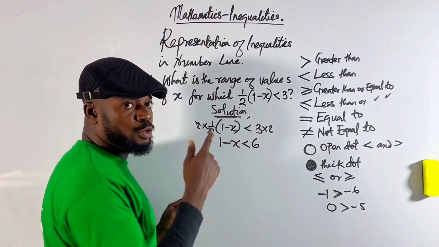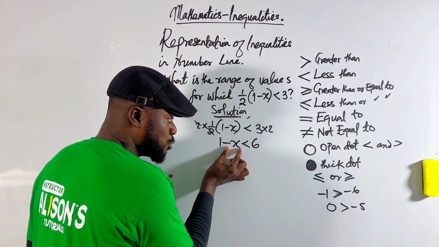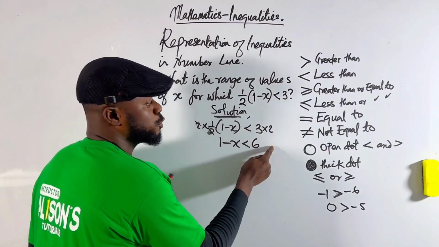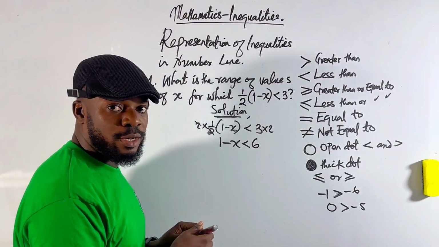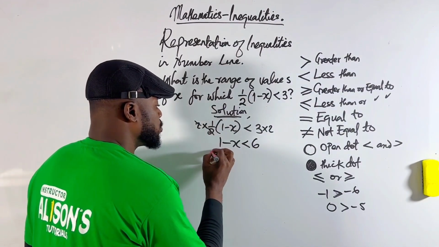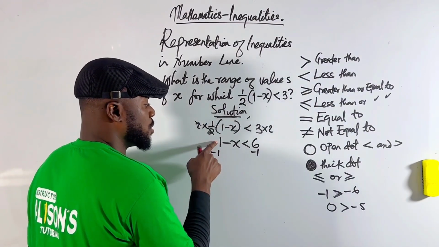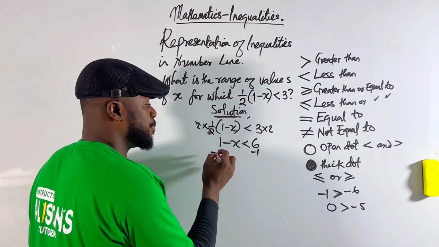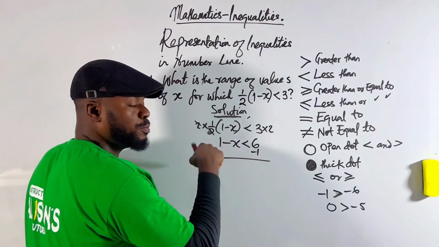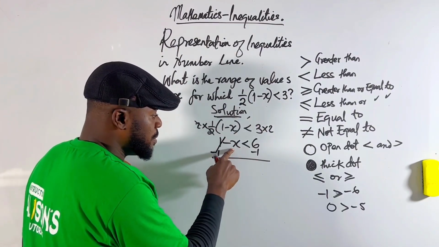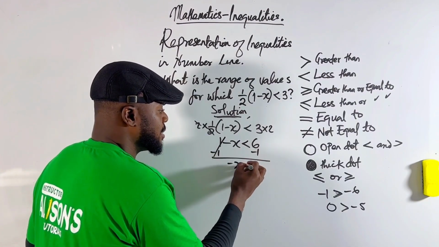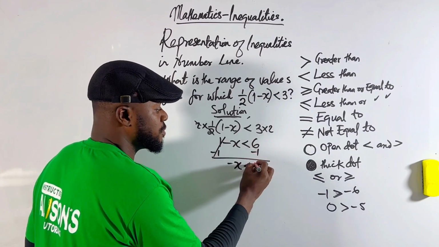How do I want to remove this? You know that normally, if you want to make x stand alone, you want 1 to cross to the other side and change to -1. But the best way to say it is to subtract 1 from both sides, because it is +1 there. I want to use -1 to remove this +1. So 1 minus 1 is 0. This one is gone. What remains here is minus x less than 6 minus 1, which gives us 5.